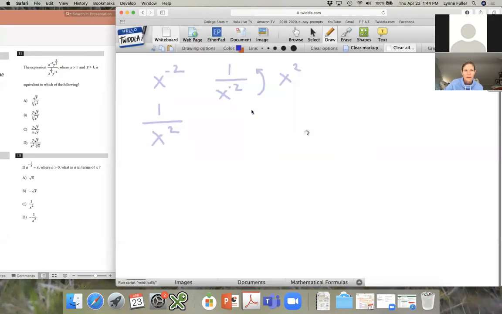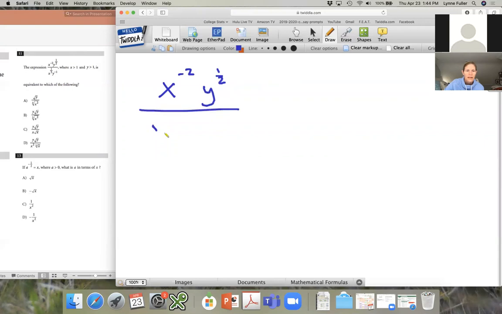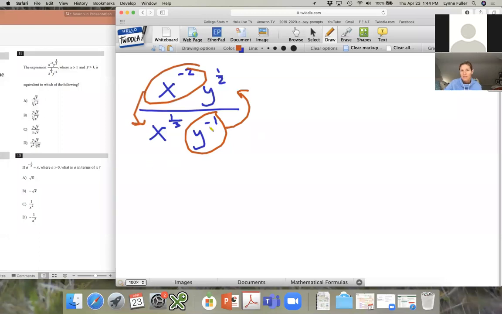Okay, so here, x to the negative 2, y to the 1/2, all over x to the 1/3, y to the negative 1. So let's work to make this positive. So what I would do is move your y to the negative 1 up and your x to the negative 2 down, because it has to go in its opposite quadrant to make it positive.